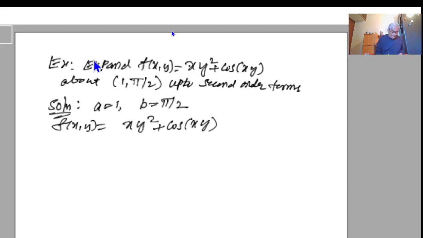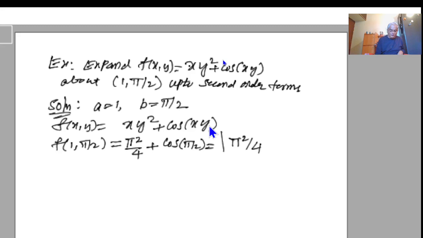Then f of 1 comma pi by 2 is equal to, put x equal to 1, y equal to pi by 2. So here this is 1 into pi by 2 square, that is pi square by 4, plus cos of x equal to 1, y equal to pi by 2. This is cos pi by 2. We know that cos pi by 2 equal to 0. Therefore, this is equal to pi square by 4. This is our f of a comma b. Next, we find the derivatives.